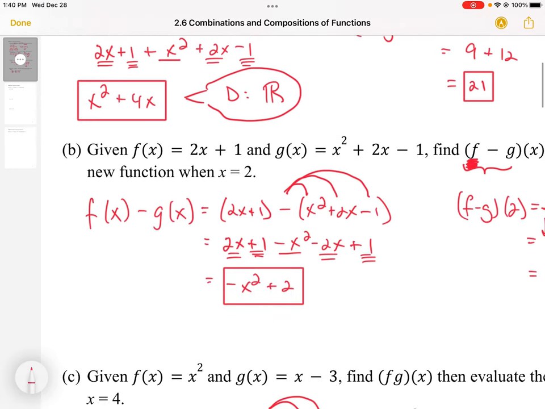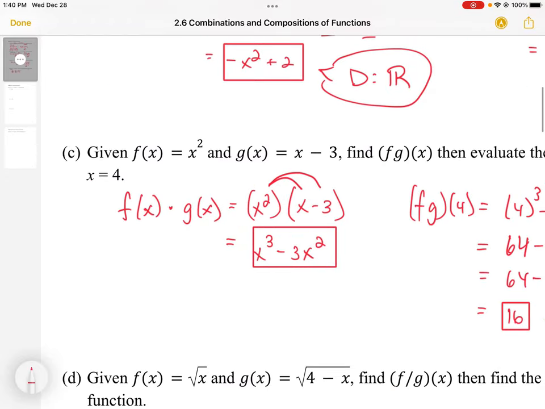So the same is going to be true in part B because we're using the same two functions. So the domain in part B was all real numbers. In part C, again, the domain of f of x is all real numbers. The domain of g of x is all real numbers. So the domain of this product function is going to be all real numbers.